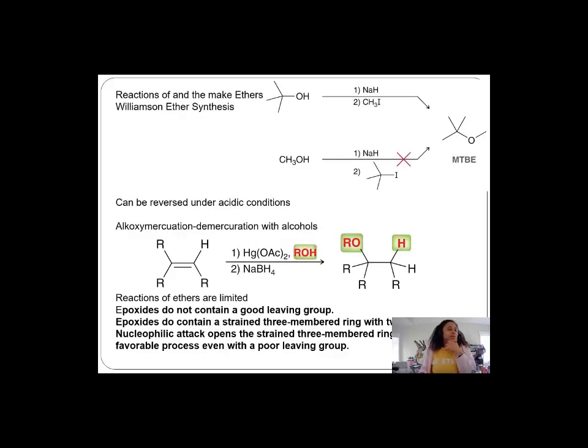In class, we talked about the Williamson ether synthesis, and I want to revisit that a little bit. We can deprotonate an alcohol to form an alkoxide, and then we can react it with a primary, secondary, or tertiary alkyl halide. Tertiary really won't work. Benzylic or allylic will probably work because they work for everything. You can use that. The secondary is very, very slow.